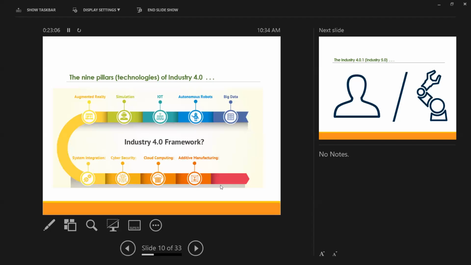You're a lawyer, you are in school to learn about food processing or to learn about humanity, art, or language. My friend, you need these nice skills: big data analytics, robotics, IoT, simulation, augmented reality, system integration, cybersecurity, cloud computing, additive manufacturing. Actually, you need one or two.